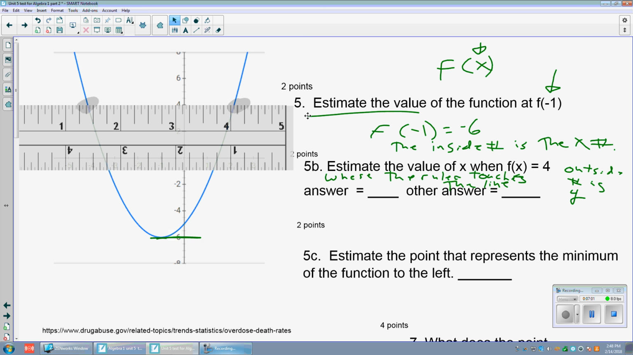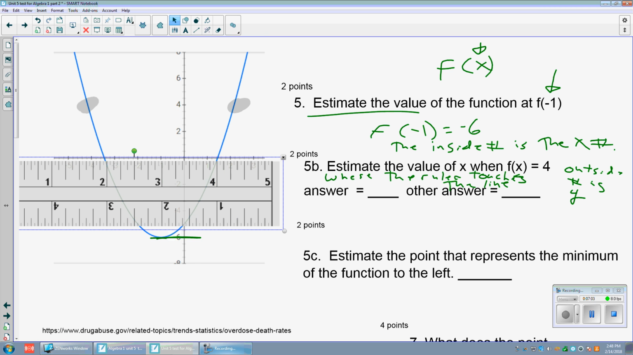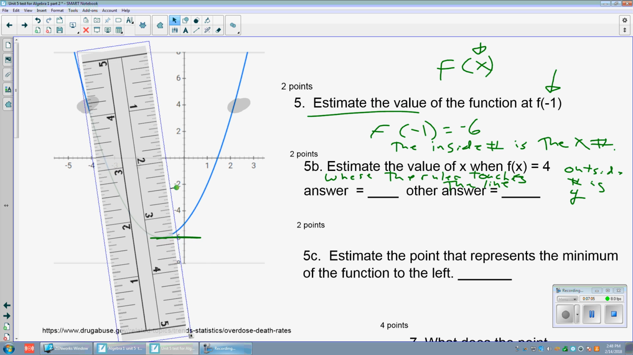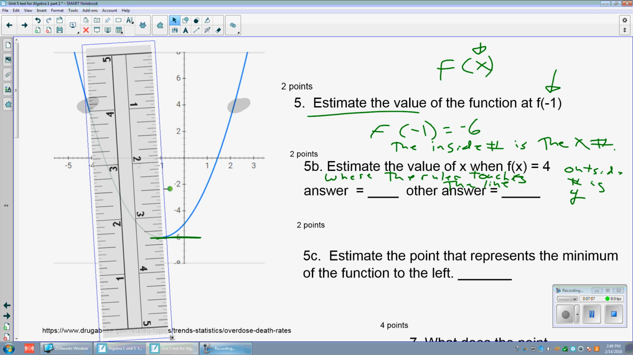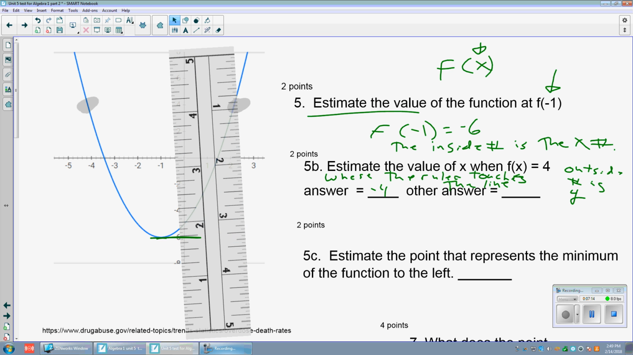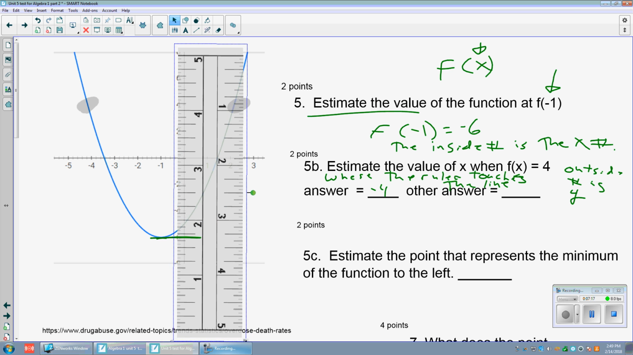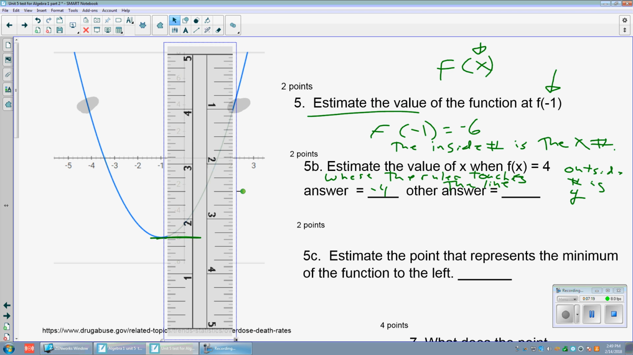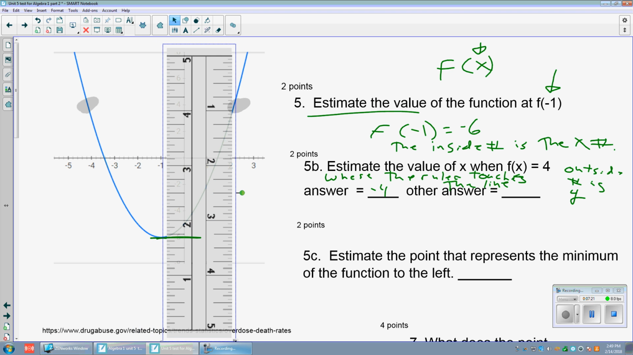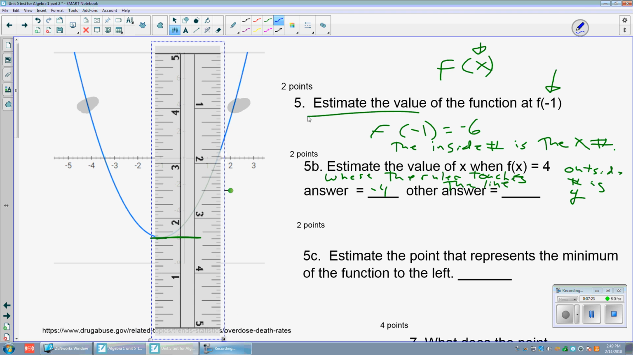Okay, so the first answer is about right here. That's right about -4. And that one over there is right about 2, 2.1, somewhere in there. So I'm just going to say 2, 2.0.